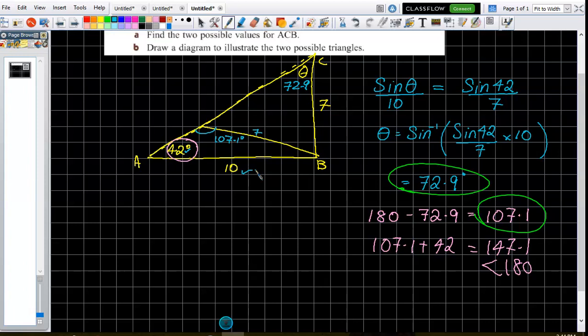Will you always have 2 solutions? No. Question 9.